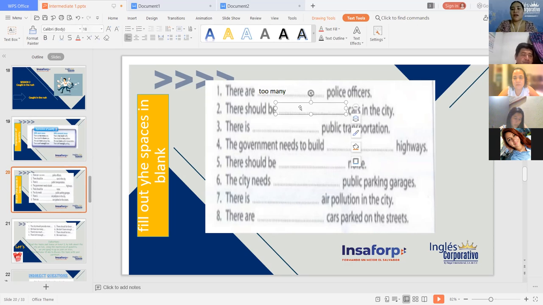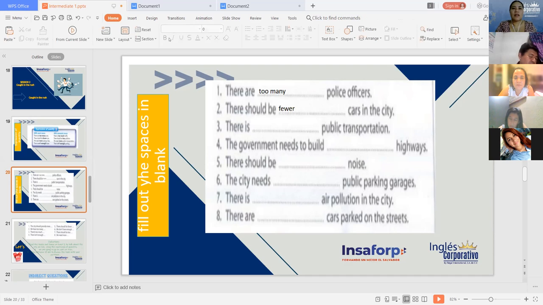So what about the second one? It says there should be blank cars in the city. Which one do you think will be the correct one? Fewer. There should be fewer. Okay. There are fewer. In the third one, right? What about the third one?